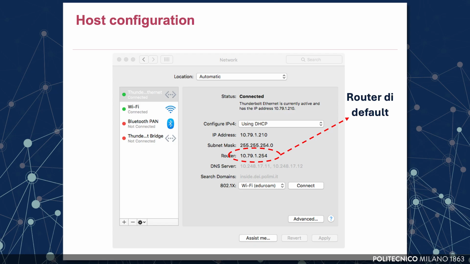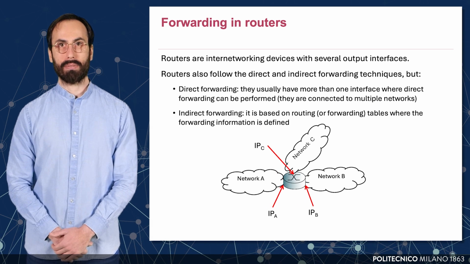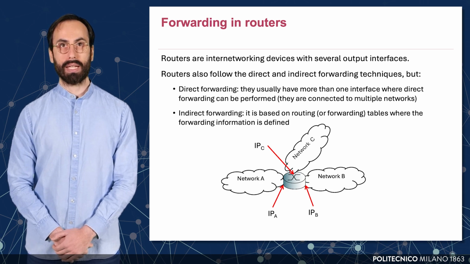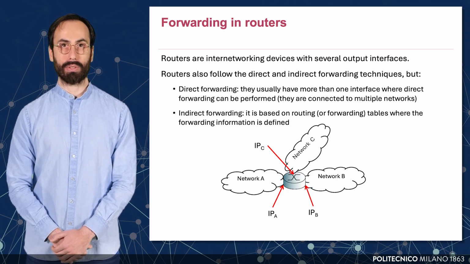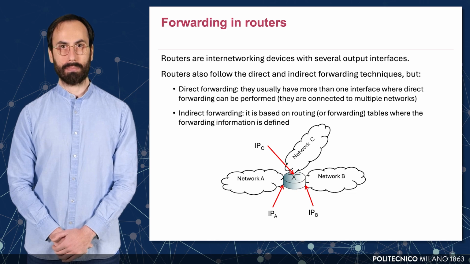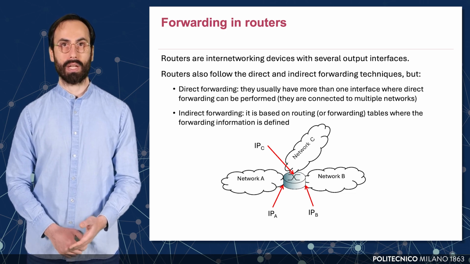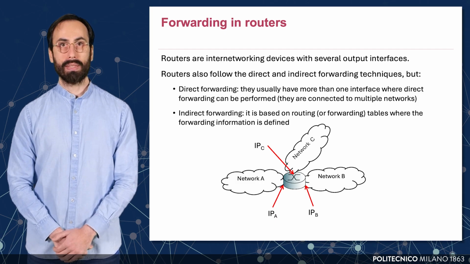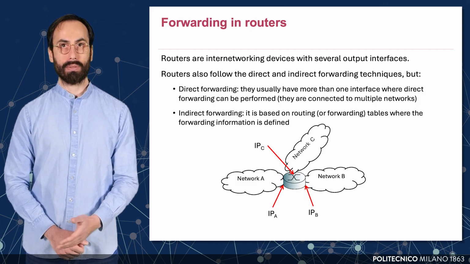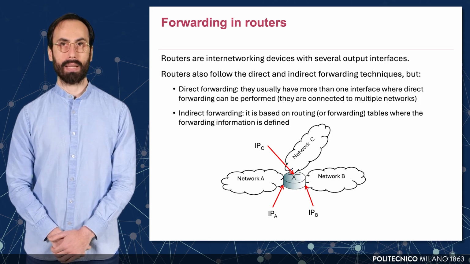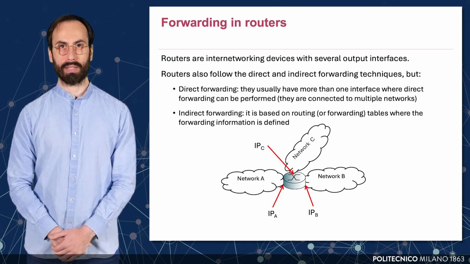Routers are dedicated internetworking devices that operate with multiple interfaces, enabling them to connect and forward packets across different networks. Like hosts, they implement both direct and indirect forwarding. However, in the case of routers, direct forwarding occurs when the destination is reachable through one of the router's directly connected interfaces, such as IP-A, IP-B, or IP-C, shown here.